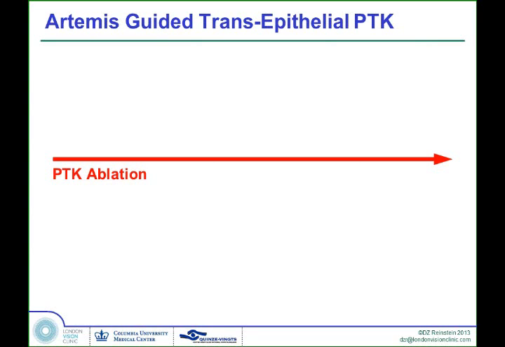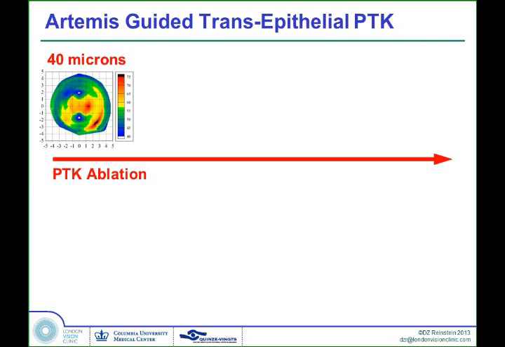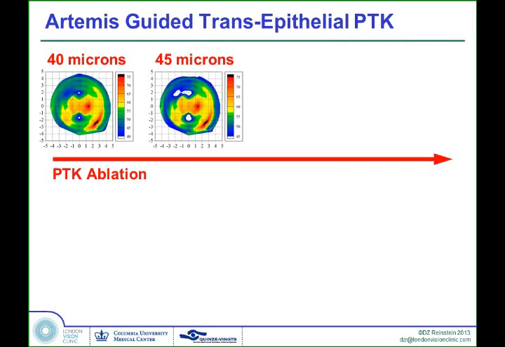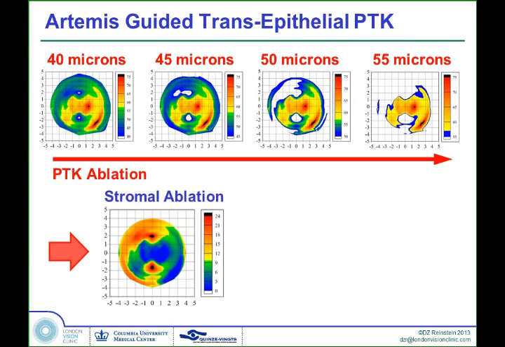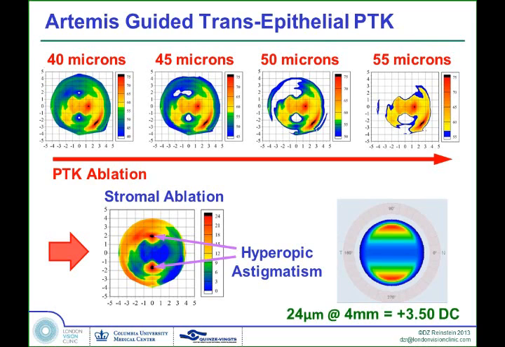If we were to simulate this case, we would break through at 40 microns. At 45 microns we start taking stroma, 50, 55. So the actual stromal ablation would have been 24 microns from that point and that point, and 0 microns in the middle because we haven't gone through the epithelium. Wow, that looks awfully like a hyperopic astigmatic treatment, doesn't it? And if we model it, we find that two peaks 4 millimeters apart at 24 microns equals a 3.5 diopter cylinder treatment. Oh, all right, well, let's try it.